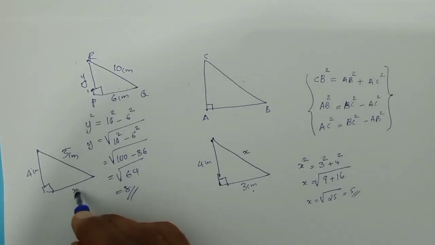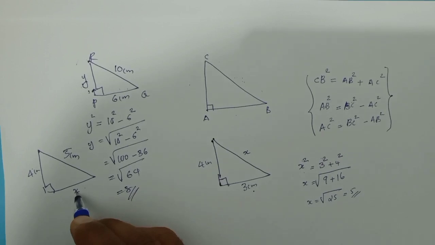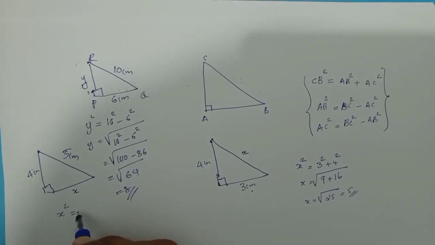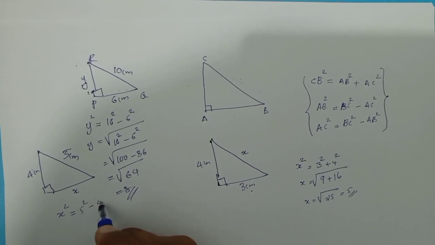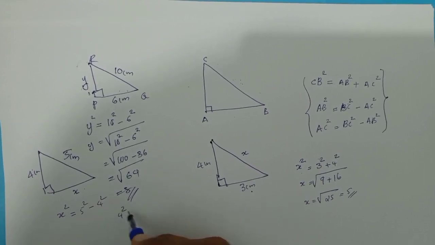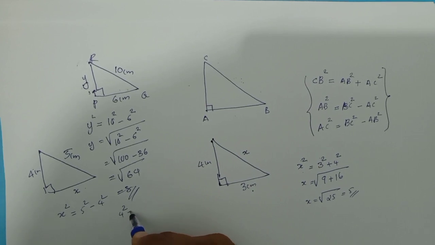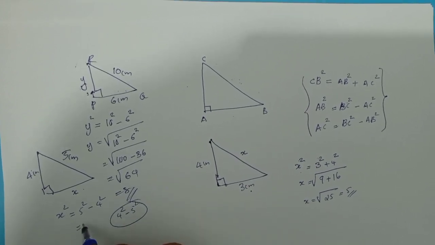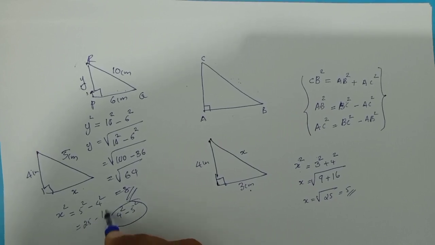I just write to get that x. So this is not hypotenuse and not hypotenuse. That's subtraction. Clear? So x square is equal to 5 square minus 4 square. No need to write 4 square minus 5 square. It is wrong. Clear? So 5 square, that is 25 minus 16.